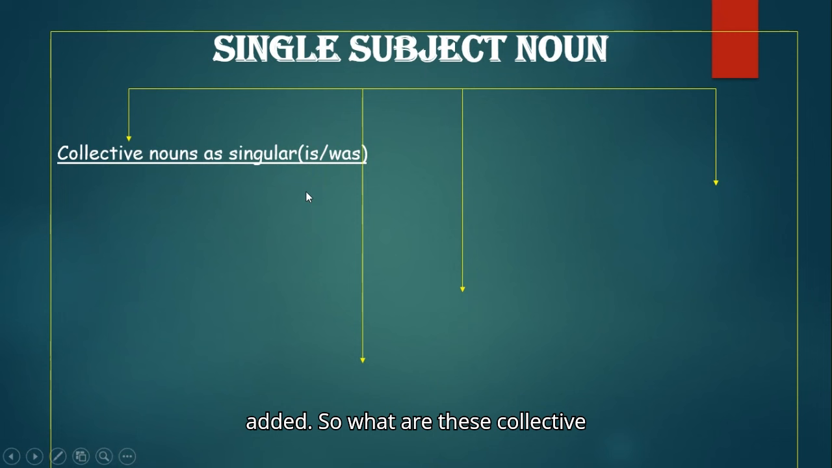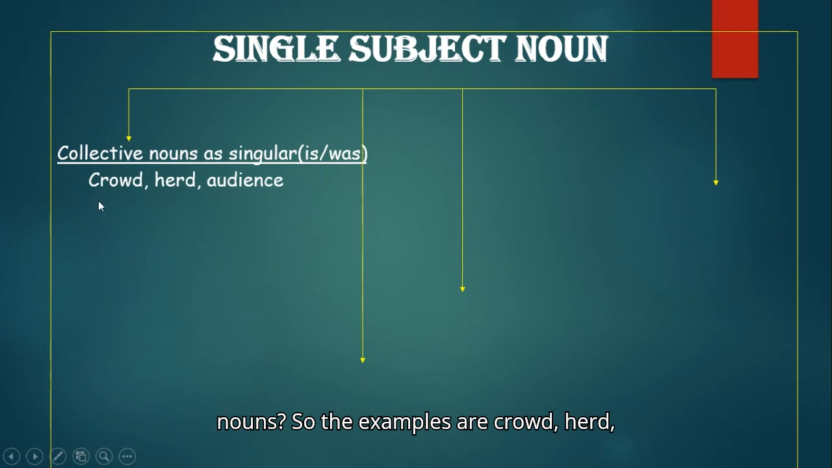So what are these collective nouns? The examples are crowd, herd, audience. They always take the root form of the verb plus s or es because they are considered as singular. So the crowd had gathered, not have. The herd was moving towards the mountain. The audience is appreciating the act. Now is and are are forms of be. That is why I'm just giving you the examples of is and are. So these collective nouns are taken as singular.